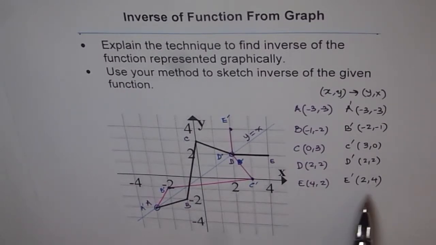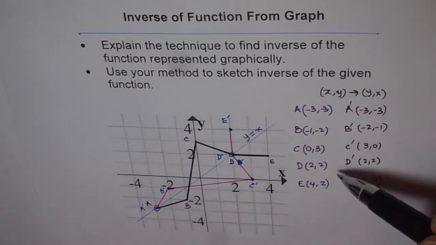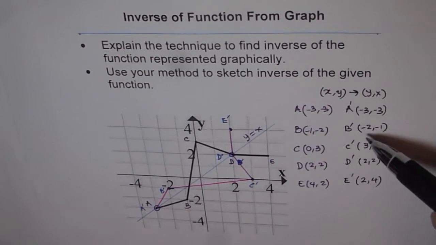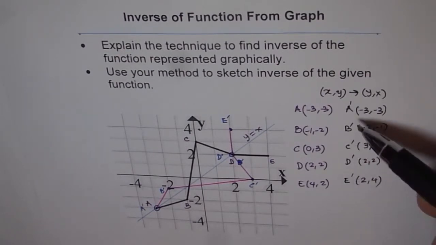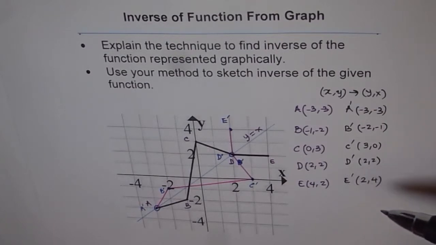So you can adopt either method. Draw your points. Once you have all your points, you can swap them, x and y values, and get the image points. Connecting them will give you the inverse of the function, right? I hope you understand both the techniques which I have explained here.